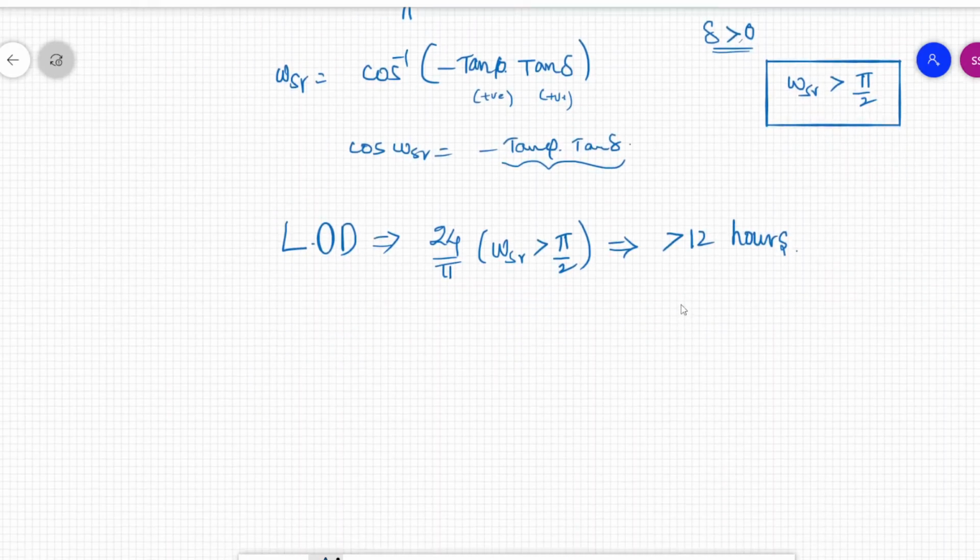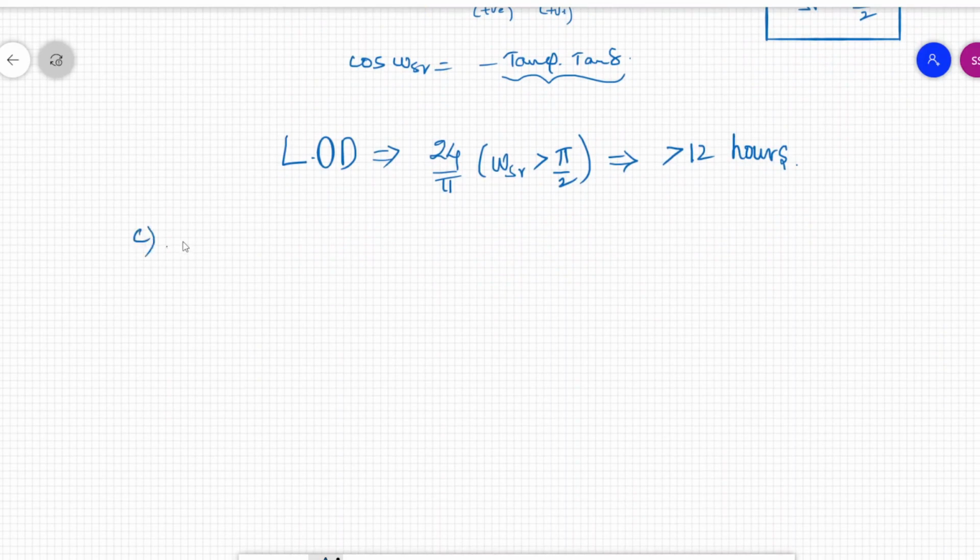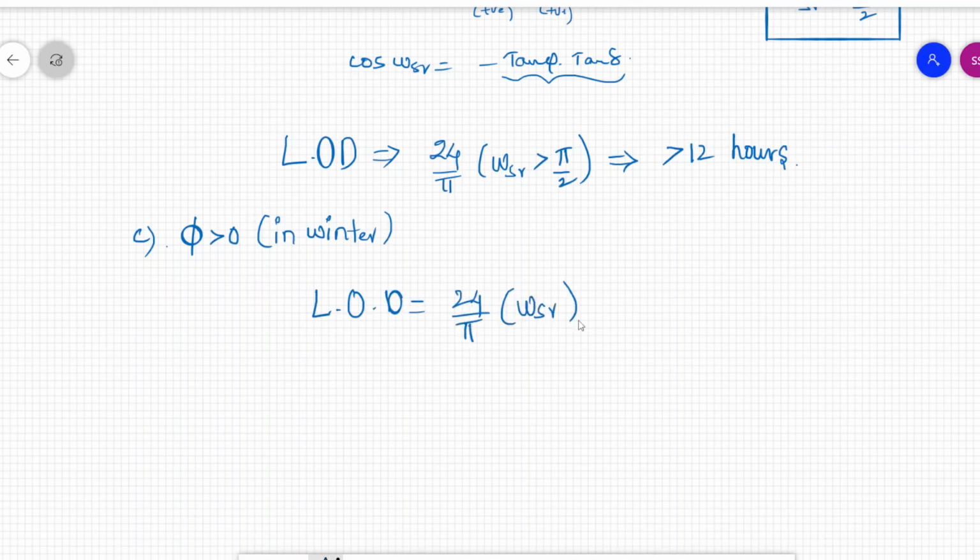Let us proceed to the third question, that is C, phi greater than 0 in winter. The only difference here is that delta will be less than 0. So the length of the day is 24 by pi into omega SR. So here for phi greater than 0 in winter, delta is less than 0. So when phi is greater than 0 and delta is less than 0, what is the effect of these factors on our omega SR, that is cos inverse of minus tan phi into tan delta?